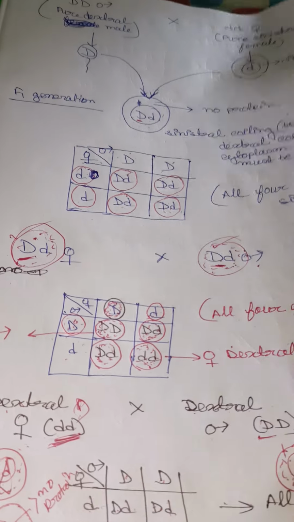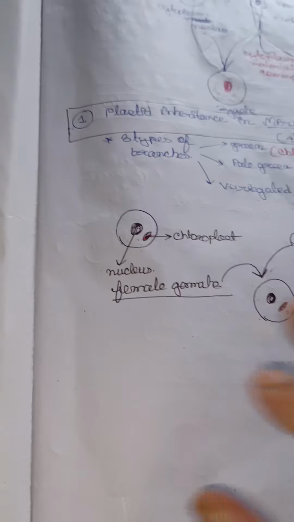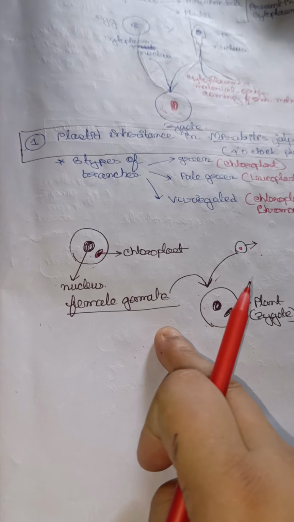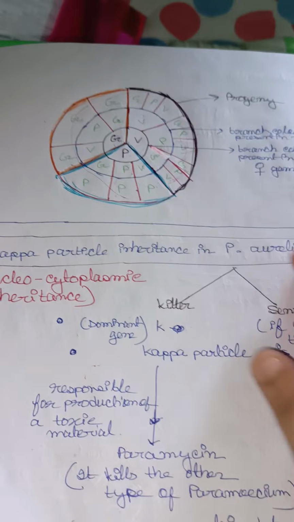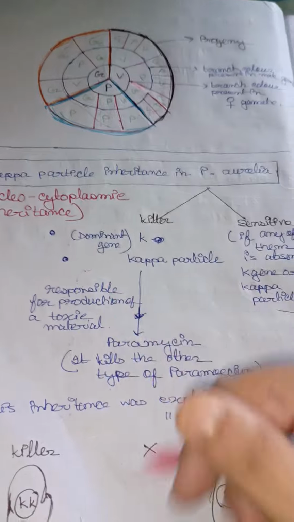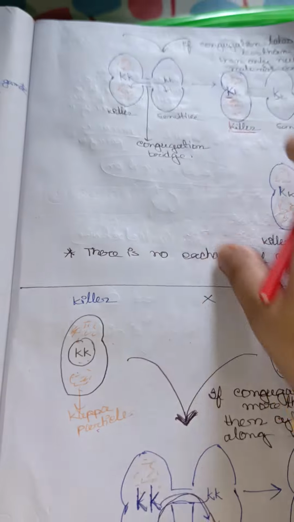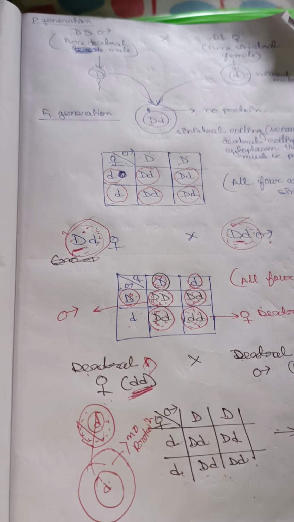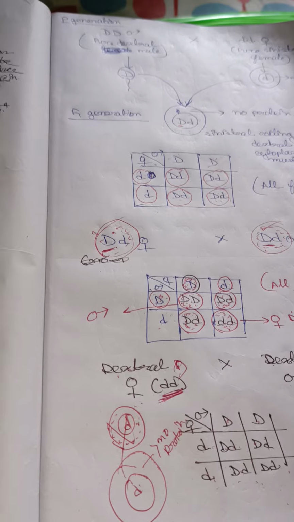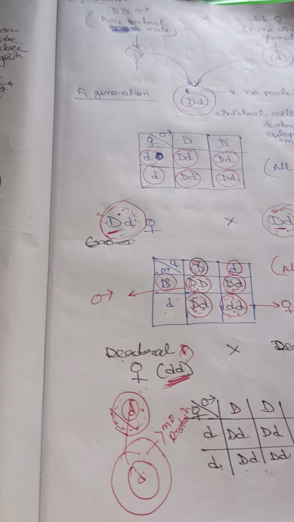Clear? So we have learned the three types of inheritance. First we learned plastids, which are responsible because plastids are present in the cytoplasm. Then we saw the kappa particle, which is also in the cytoplasm; when cytoplasmic exchange takes place, the kappa particle comes here. And here we saw that when the protein is present in the cytoplasm, it will show the dextral rotation. Clear? So these three are the most important examples of cytoplasmic inheritance.